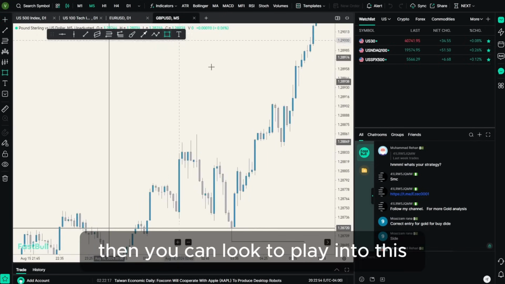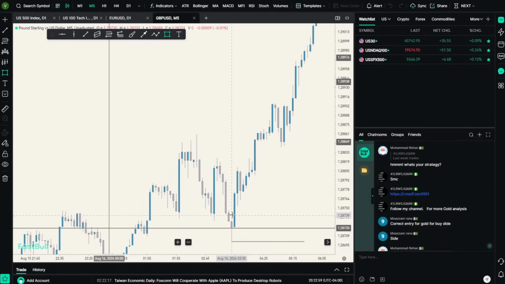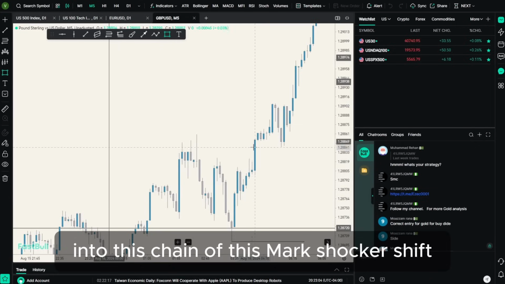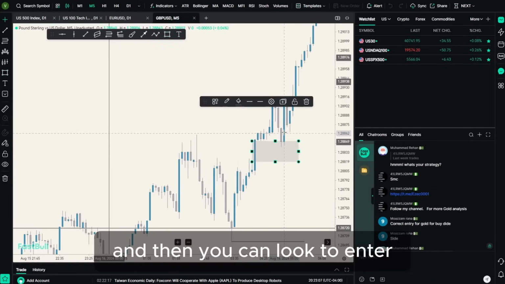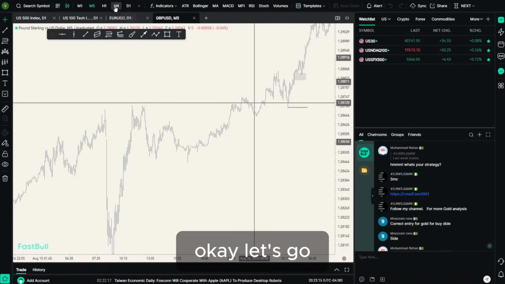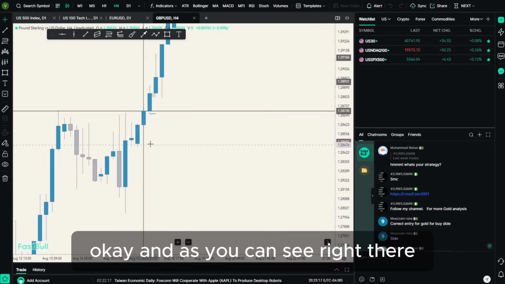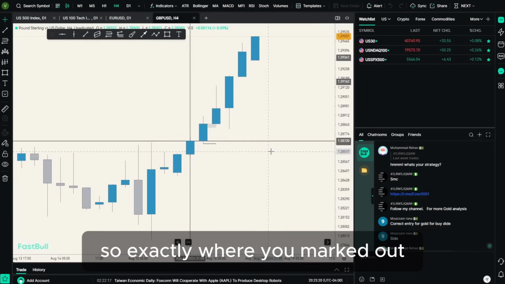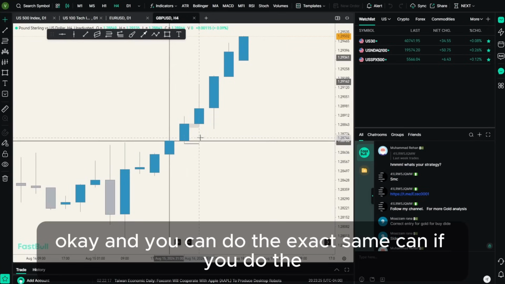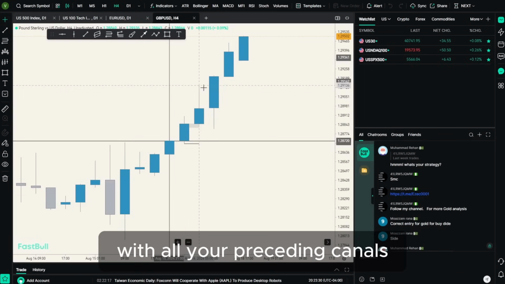Then you can look to play into this change of state of delivery. You can also play into this change of market structure shift, with this fair value gap, and then you can look to enter playing into the exact new candle and trade the new 4-hour candle. And as you can see right there, exactly where you marked out, you got your entry right at the wick of that new candle. And you can also play the exact same theory with all your preceding candles.